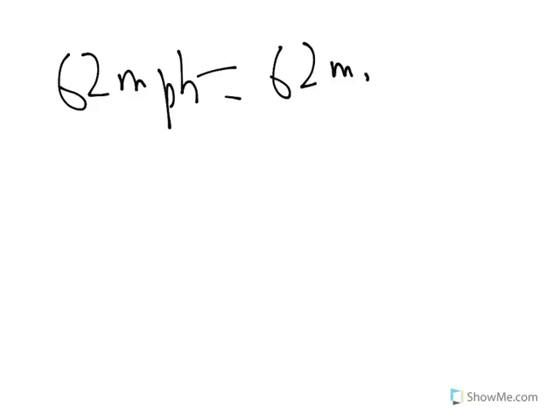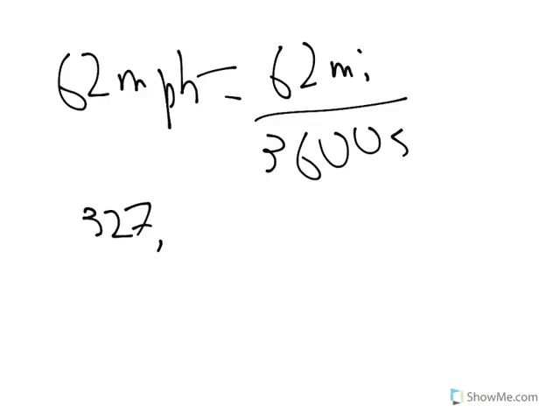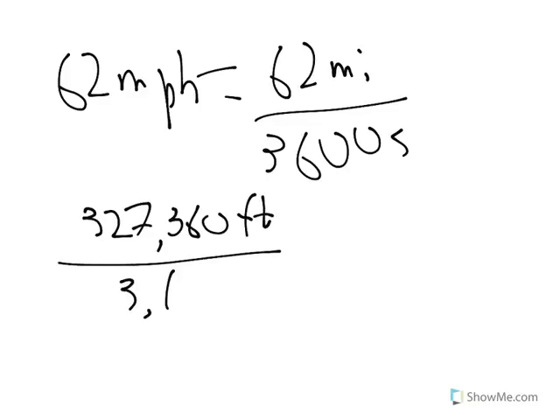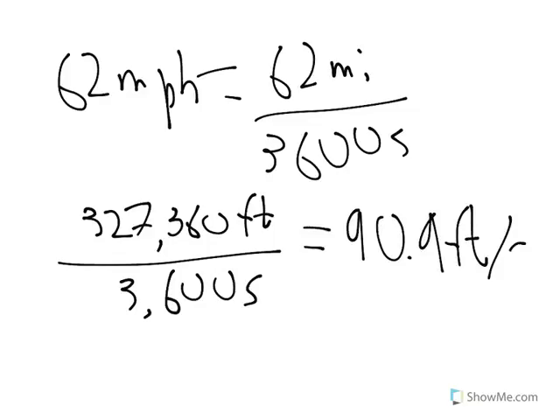So let's solve that. Remember, we previously calculated that 62 miles per hour equaled 62 miles over 3,600 seconds. Now we're ready to finish that off. 62 miles is 327,360 feet divided by 3,600 seconds. You're probably going to need a calculator for this. If not, I'm very impressed. And we get the nice, neat answer of 90.9 feet per second.